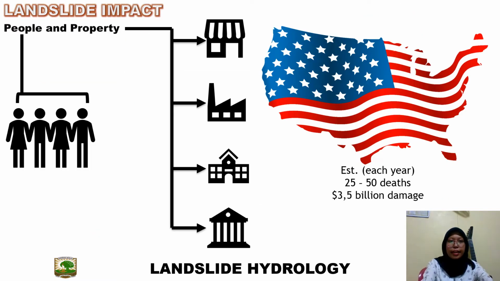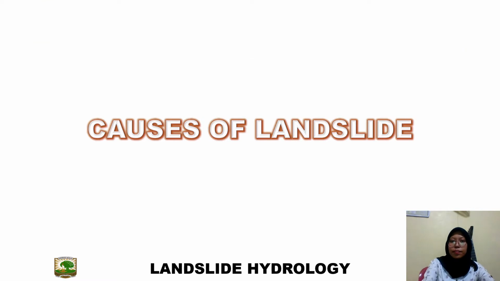Next is landslide impact. Near populated areas, landslides present a major hazard to people and property. Landslides cause an estimated 25 to 50 deaths and 3.5 billion US dollars in damage per year in the United States.